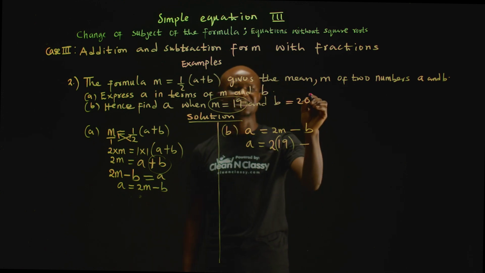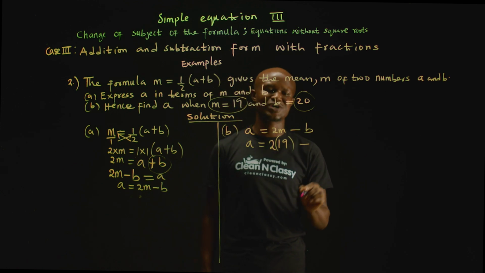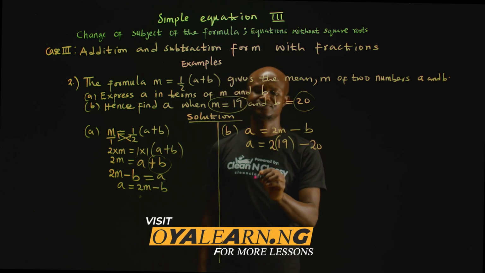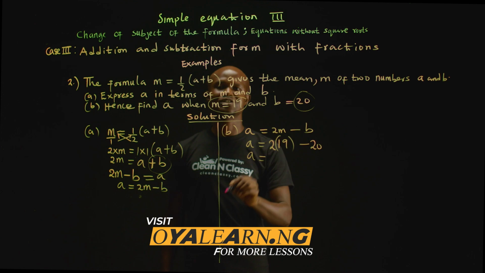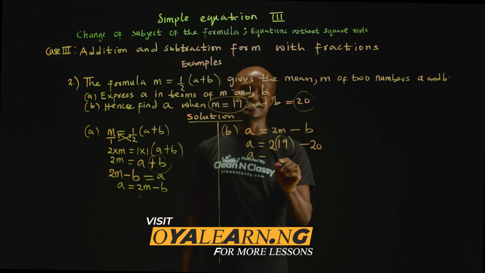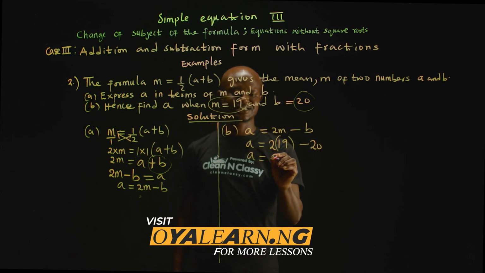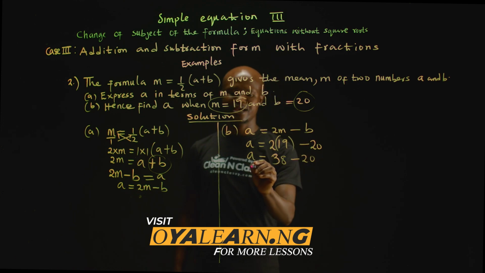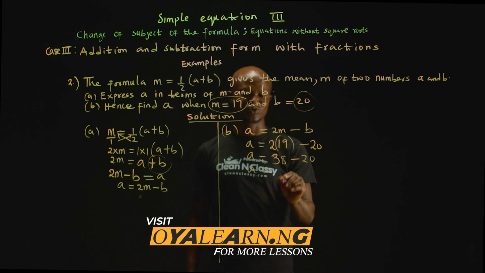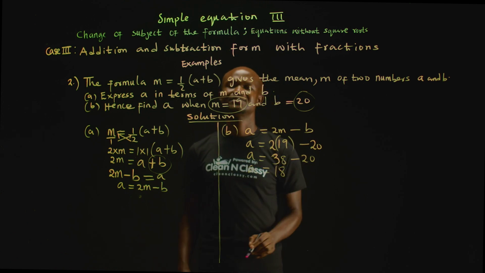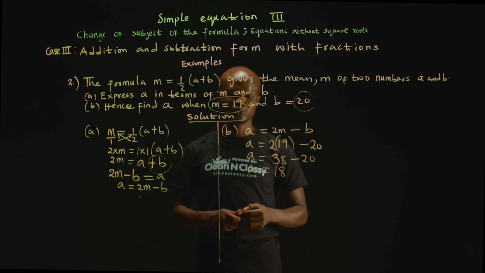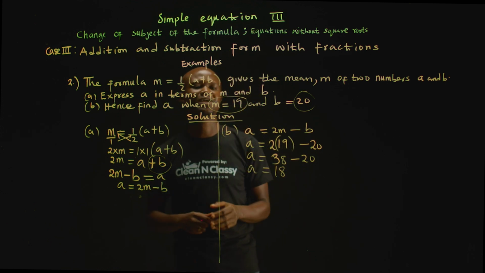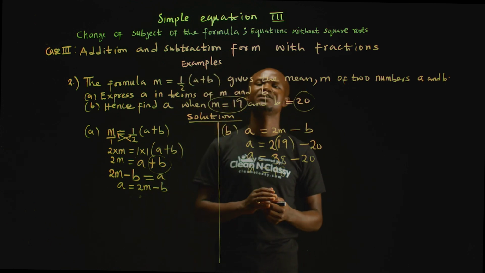Then minus, what is b? B equals 20. Then we put 20 here. A will be equal to what? What is 2 times 19? That is what? 38. Then minus 20. A equals what? What is 38 minus 20? That is 18. The value of a equals 18 when m equals 19 and b equals 20.